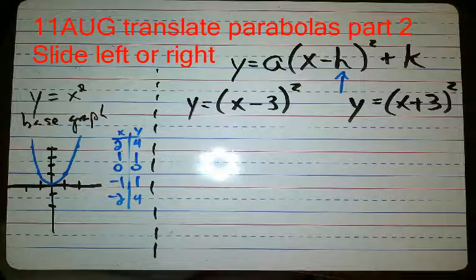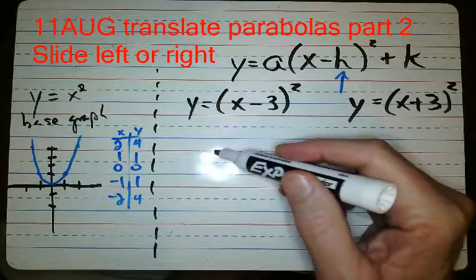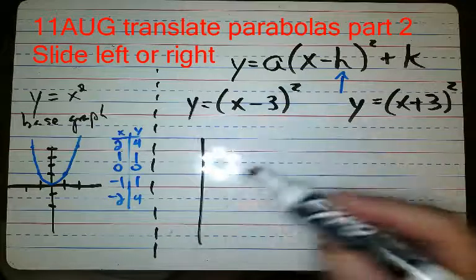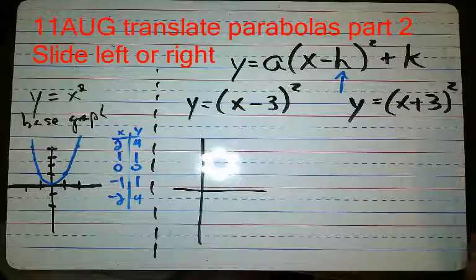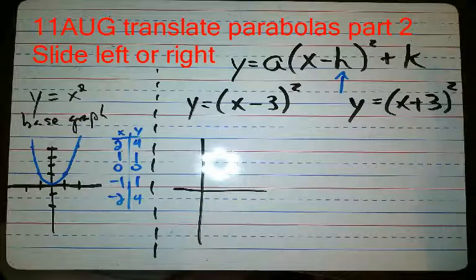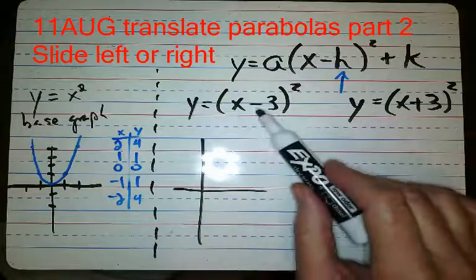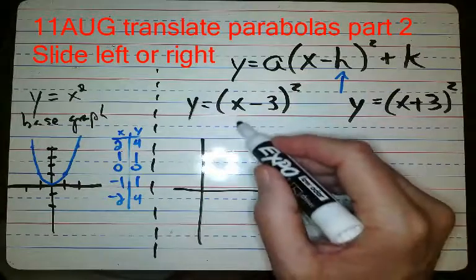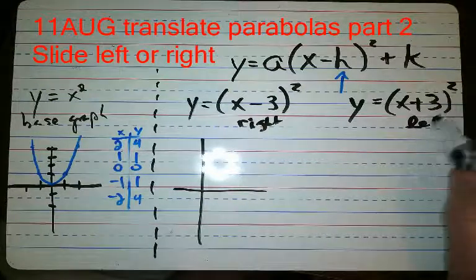So what you're going to discover is things work differently inside the parentheses than you would expect. Yesterday when we were dealing with k, it made sense because when you added 3 it went up and subtracted 3 it went down. Well, today it's backwards. Inside the parentheses it's backwards. So x minus 3 actually moves things to the right. x plus 3 moves things to the left.